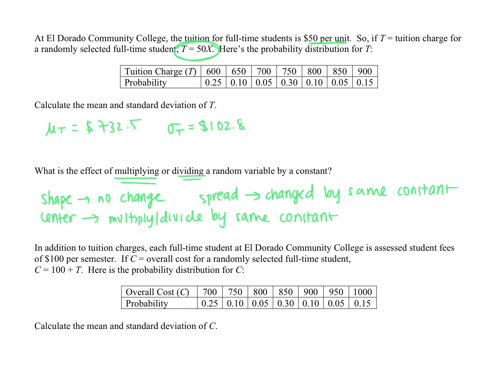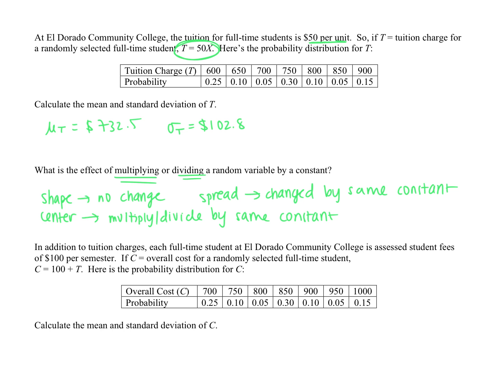Okay, so now we're going to look at an example where we are adding a constant. In addition to tuition charges, each full-time student is assessed student fees of $100 per semester. So let C be the overall cost for a randomly selected student. So here is our formula now. C is equal to 100 add T. So what we're doing is we're taking the tuition above, and then the student has to pay an extra $100.